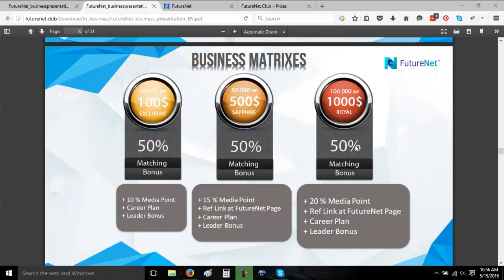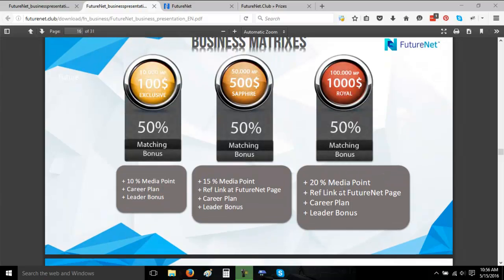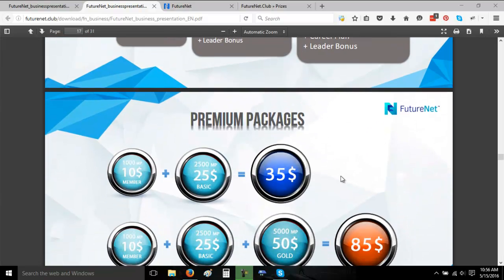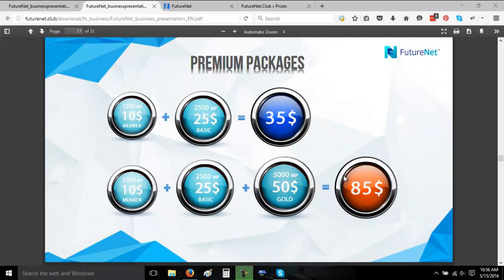And then here at the last level, which is the $1,000 level, which is actually level 6, you'll get the 50% matching bonus again, and well, 50% of your efforts, and also the matching bonus as well. And then you'll get 20% media points, which is even more, of course. Again, you get the referral link at the Futurenet page, the career plan and leader bonus. Okay, so I'll explain more, like I said, on the media points as well.